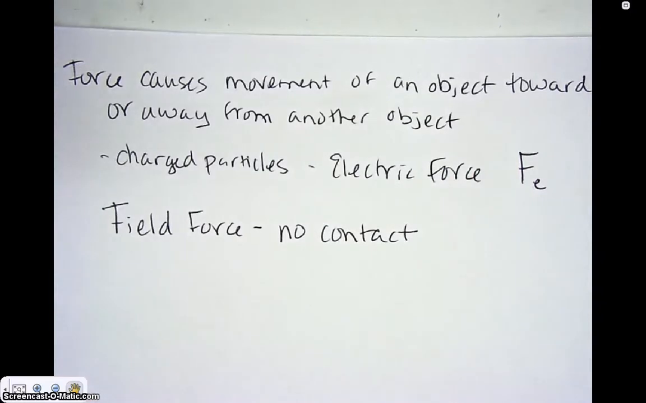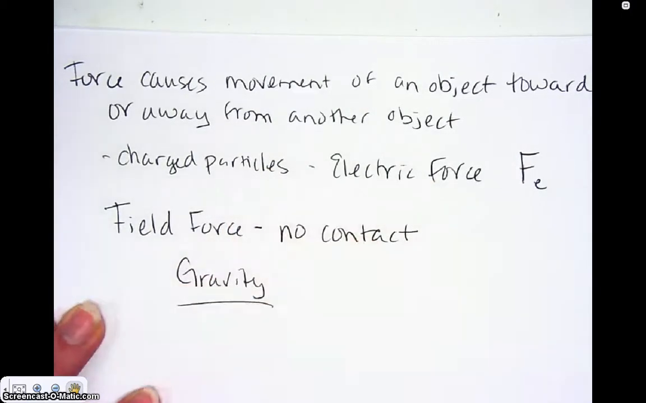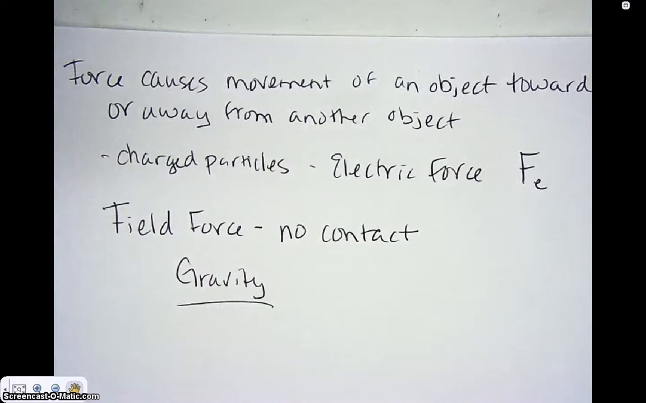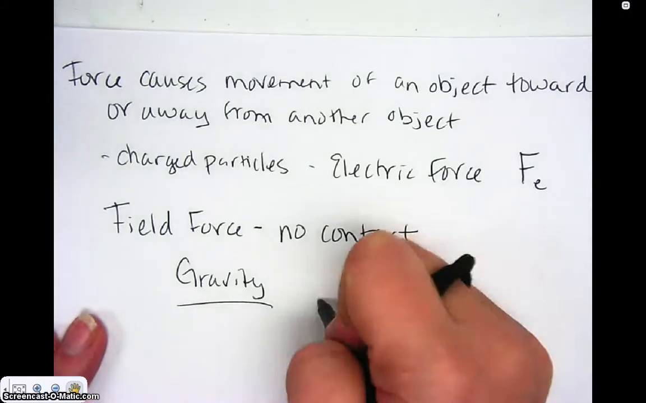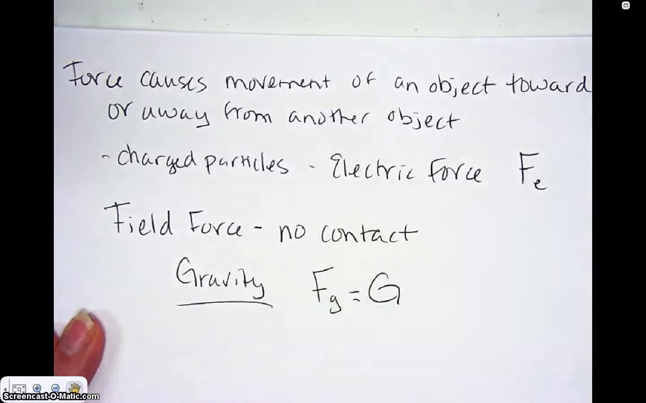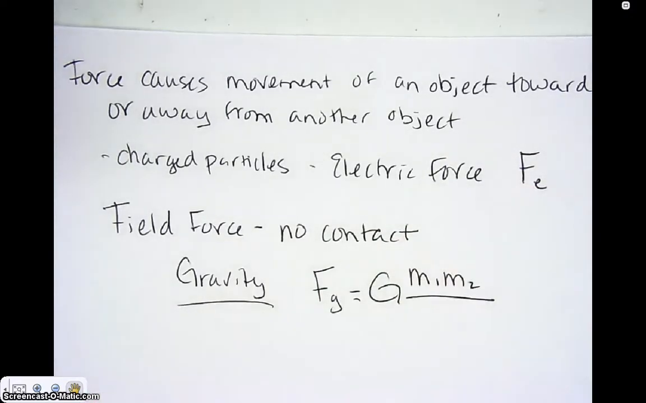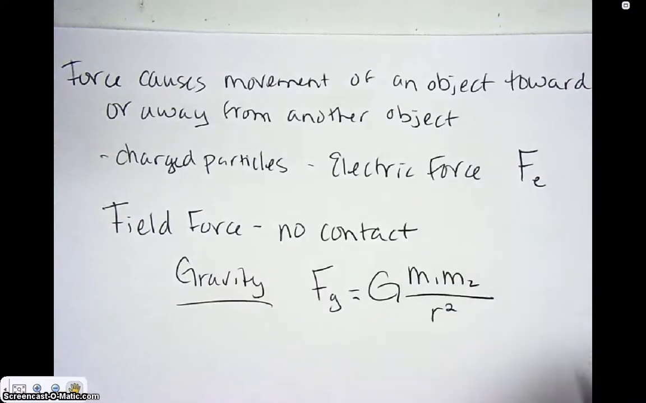And you remember the other field force that we've already talked about is gravity. Okay? So gravity is another field force. You can experience gravity even if you're not standing on the surface of the object that has a gravitational pull on you. Okay? So the equation that we have for gravity, remember, is that force due to gravity is equal to some big gravitational constant times the magnitude of the masses of the two objects divided by how far apart they are squared. Okay?